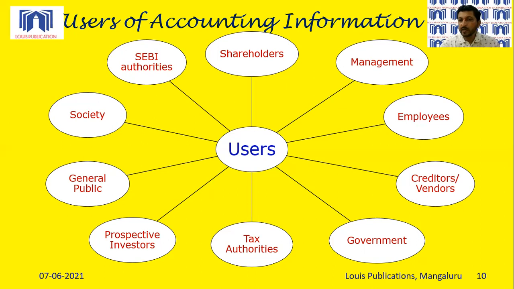So these are basically the users of the information: shareholders, the management, the employees, the creditors or vendors, the government, the tax authorities, prospective investors, general public, society, and SEBI authority. These are the people who will definitely be interested as far as the company is concerned. So that's all I have in this particular session of Basics of Accounting Part 1.